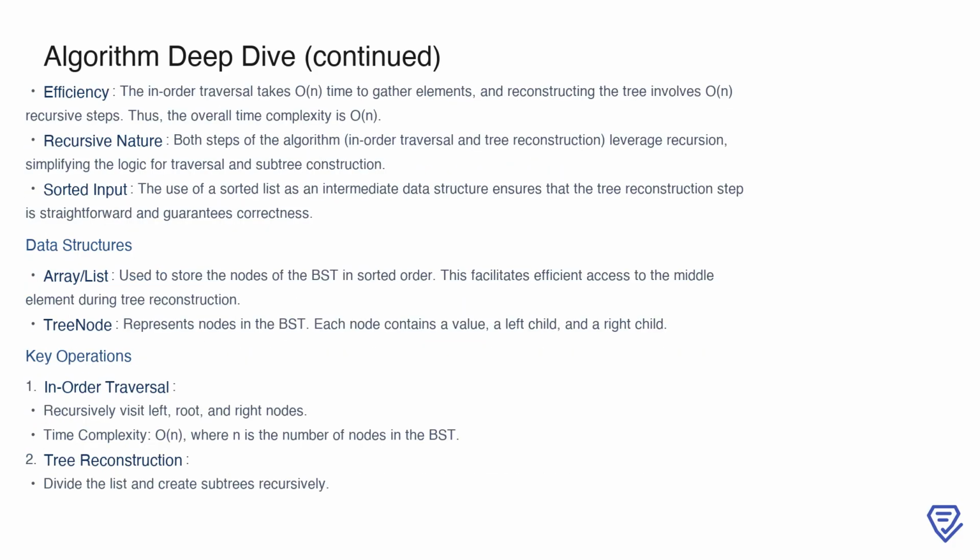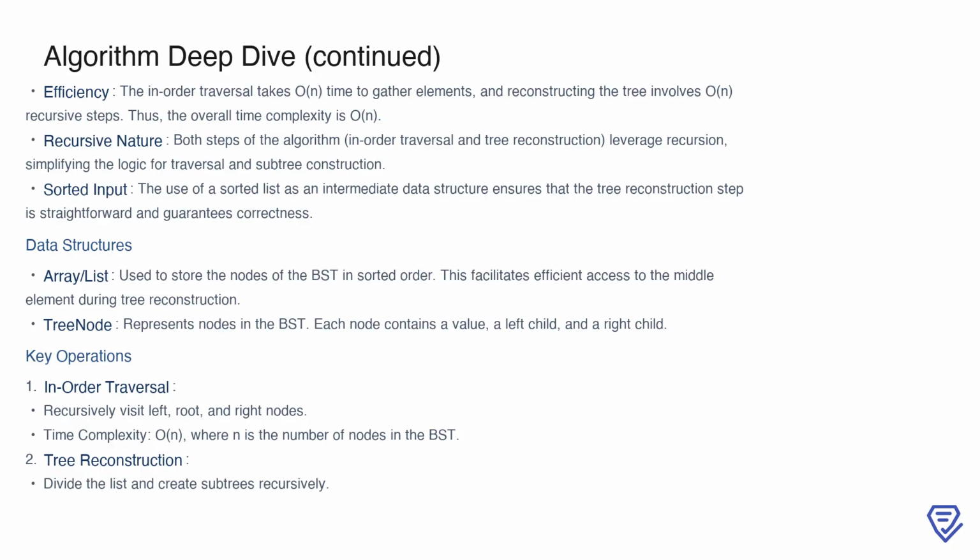This algorithm is efficient because both major steps, performing the in-order traversal and reconstructing the tree, operate in O(n) time, where n is the number of nodes in the tree. The traversal step gathers all the elements into a sorted list, and the reconstruction step processes each node exactly once during the recursive calls. This makes the overall time complexity linear with respect to the number of nodes.